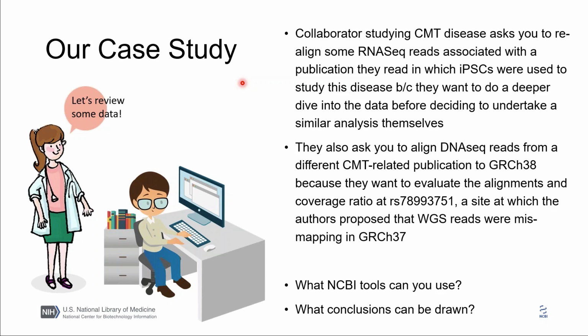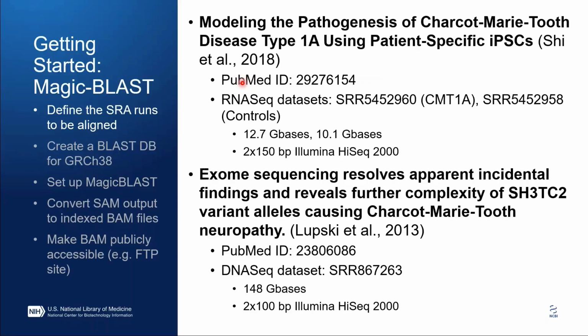So today, we'll take a look at the NCBI tools you can use to help your collaborator with this, and also maybe take a look at some of the conclusions that we can draw from the types of analyses that we'll be doing. To get started on either of these analyses, the first thing that you're going to need to do is generate the necessary alignments. As I'm going to show you here, this takes just a few steps.